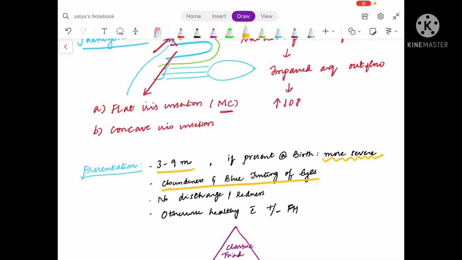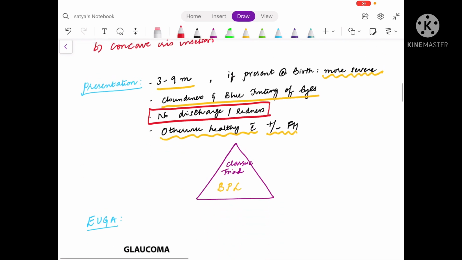And in primary cases, there are no other ocular or systemic anomalies. Otherwise the child is healthy, with or without a family history. I told you that there are 10% of the cases which are inherited autosomal recessively; those cases can have a family history. Now here, remember, there is no discharge and redness. By this you can rule out certain conditions which we will see in the DDs.